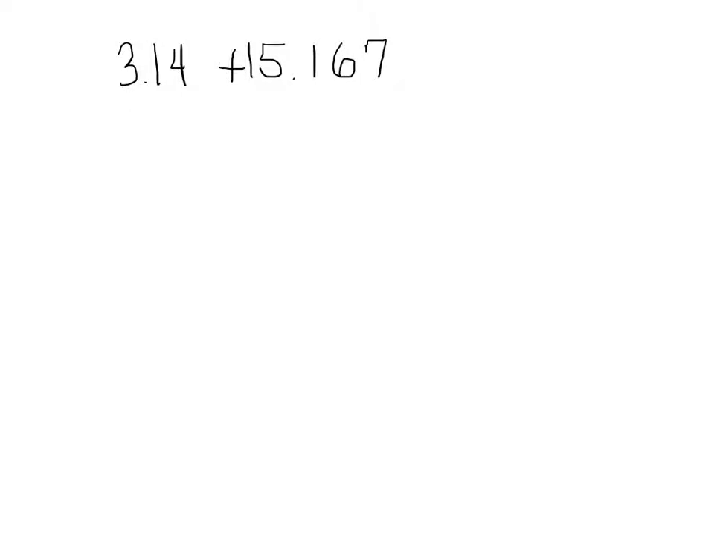When you're trying to add these decimals, for example, what you want to do is align the numbers so that the decimals are under each other. So you have 15.167, and then you have 3.14, and then that decimal stays right where it is, and then you just add like you would.